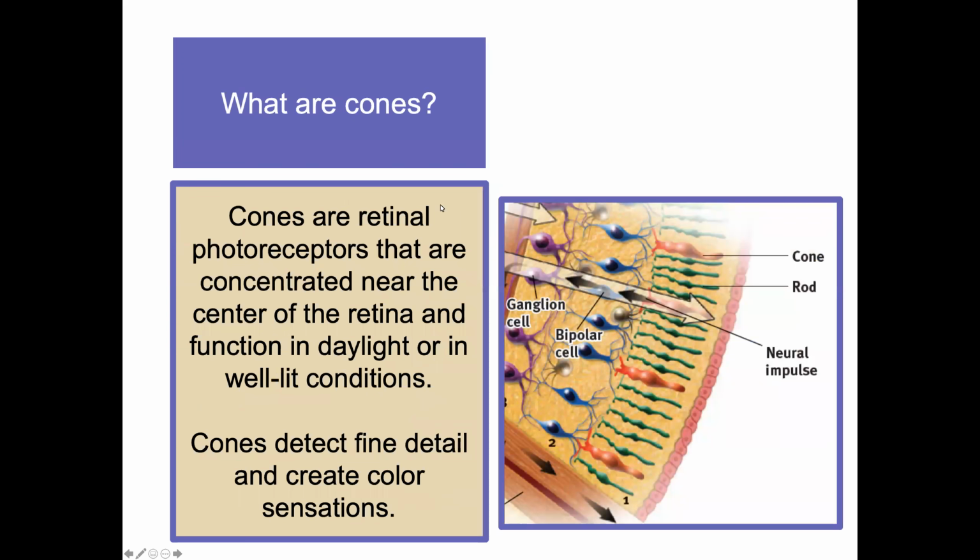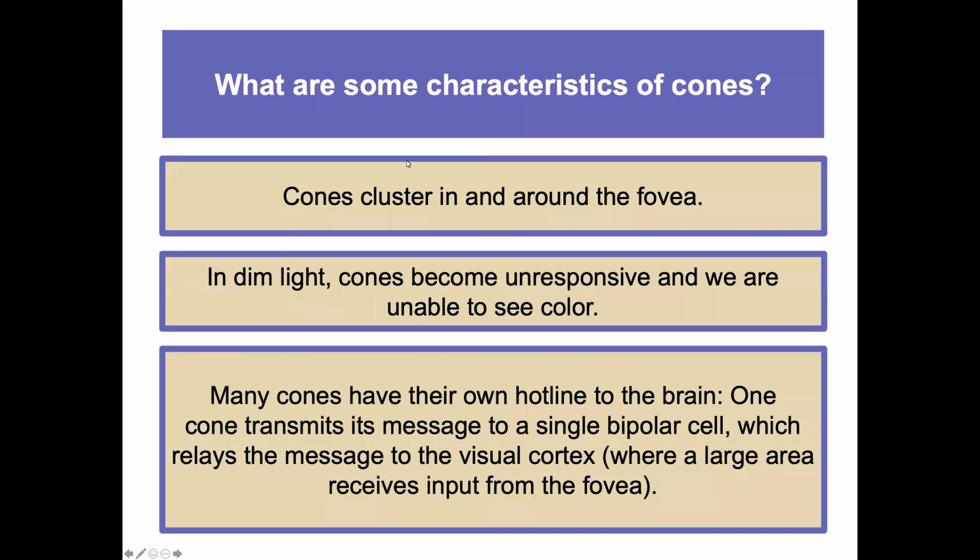Now, on the other hand, the cones, think cones, color, are retinal photoreceptors that are concentrated near the center of the retina, and they function in daylight or well-lit conditions. They are the receptors that detect fine detail and create our color sensations. And we have about 6 million of those. They cluster right around the fovea, which I don't think we've mentioned yet, but I will show you where that is.